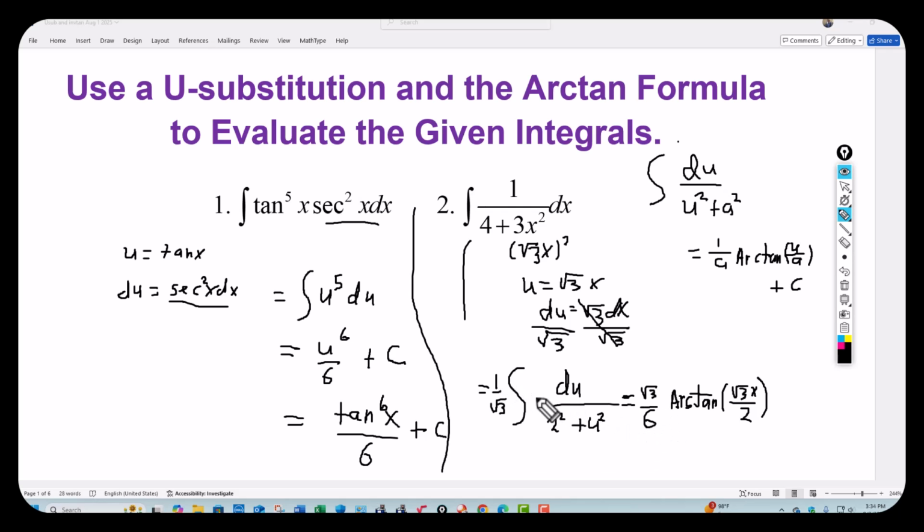So again, the 1 over the square root of 3 is there, and then of course on the formula I have 1 over a, that's 1 over 2 in our case, and multiplying, rationalizing the square root of 3 here, we get square root of 3 over 6, and then it's plus the constant of integration here. That's the final answer for this one. Square root of 3 over 6 multiplied by arctangent of the square root of 3x over 2 plus the constant.